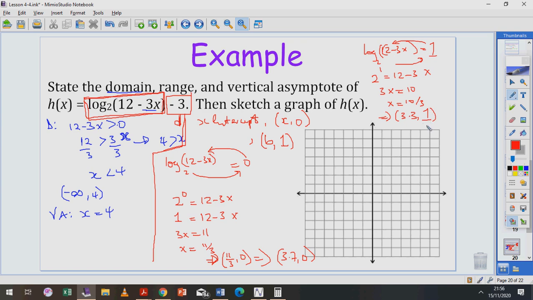And the y value is 1. So I have 2 points. X is 3.3 and 1, and then the other point is 3.7 and 0. So the x-intercept is 3. Before I start drawing, let me first draw my vertical asymptote. X is equal to 4: 1, 2, 3, 4. Vertical asymptote goes in there.